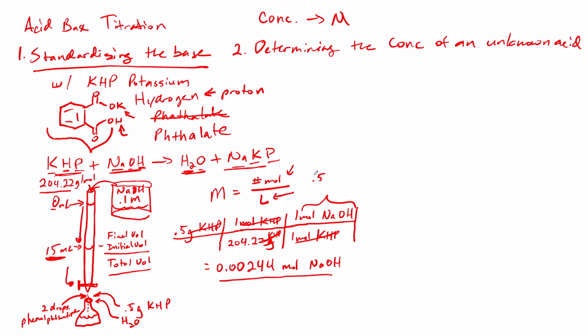If you have 15 mils, to convert it to liters, all you have to do is move the decimal point 3 spots, like so. So that means there's a 0 in front of the 1 now, and there's a decimal point. So 15 milliliters to liters means that it is going to be 0.015 liters for your total volume.